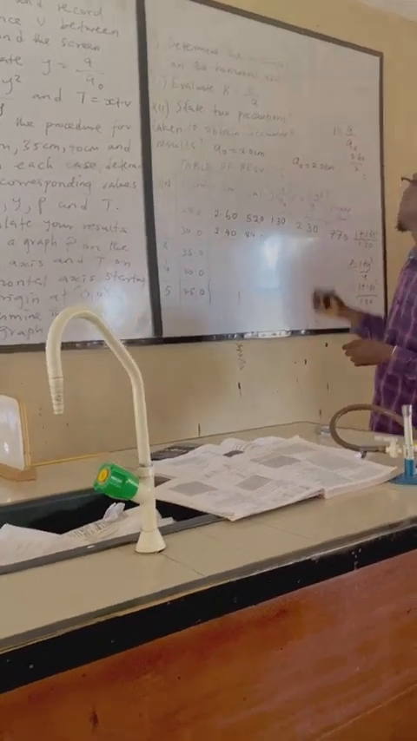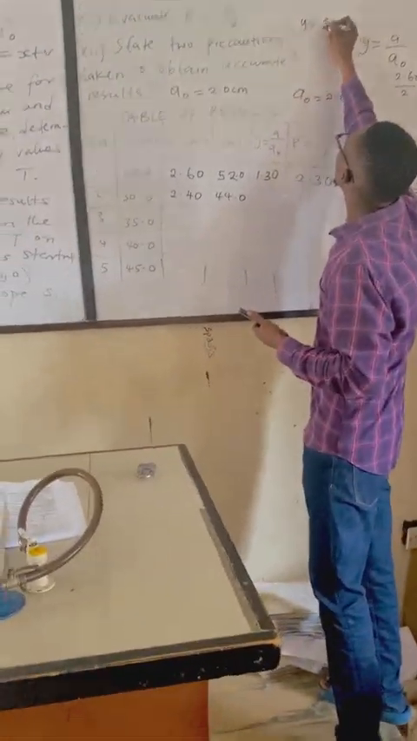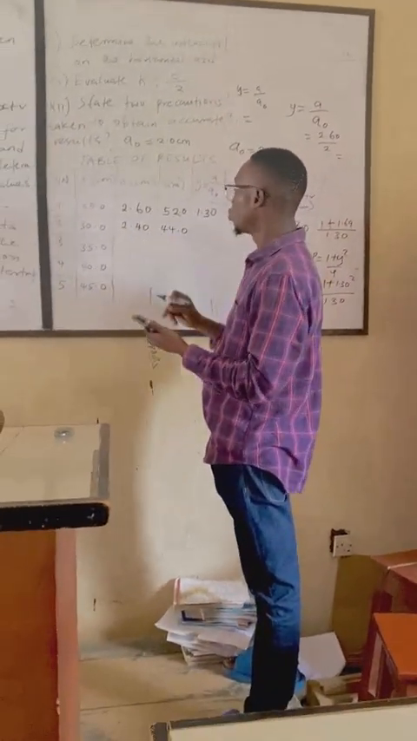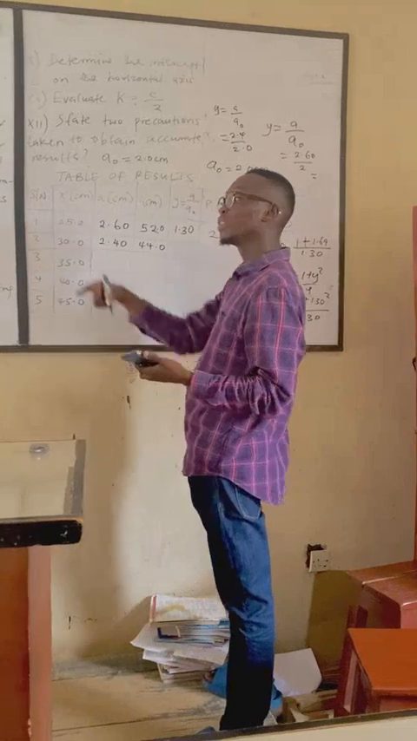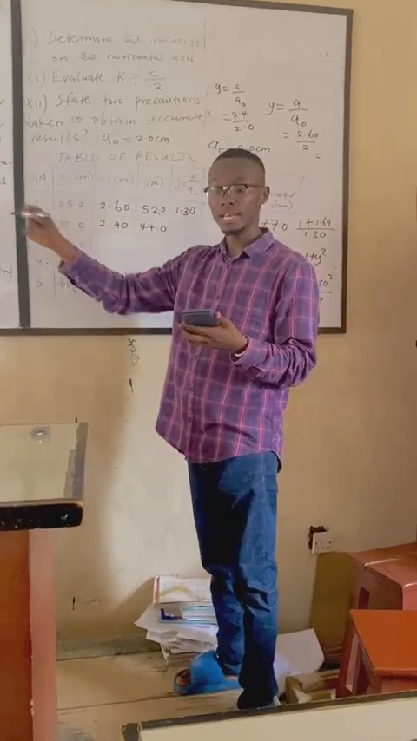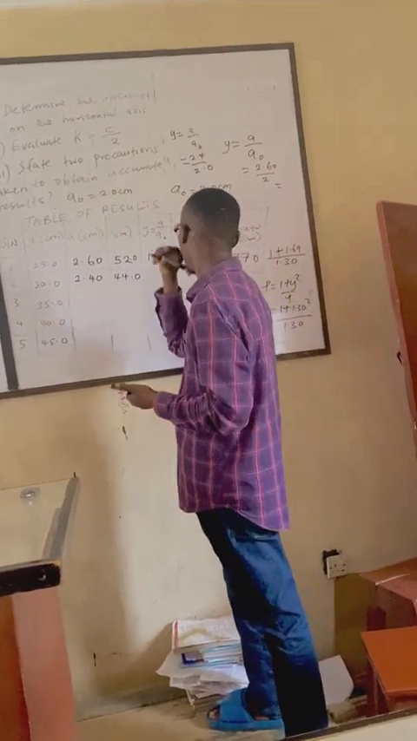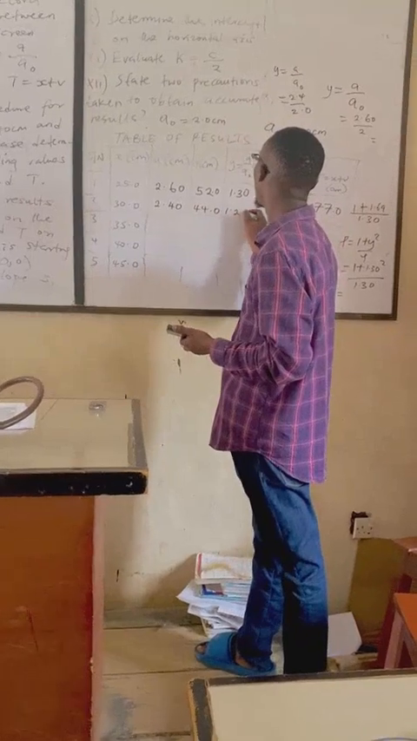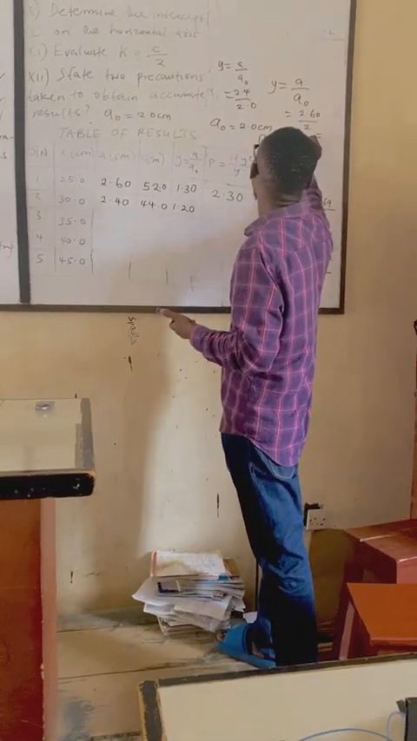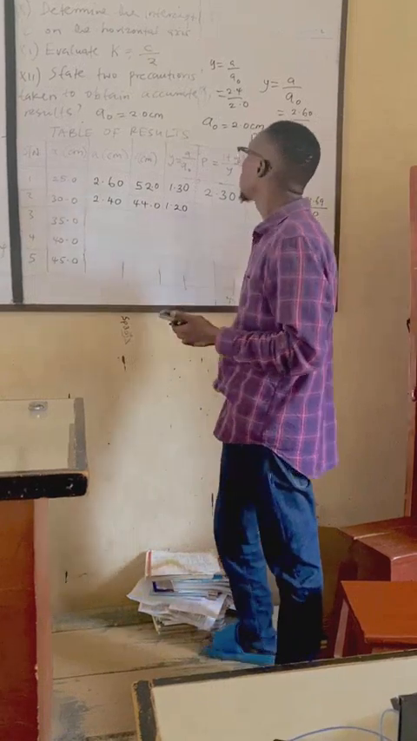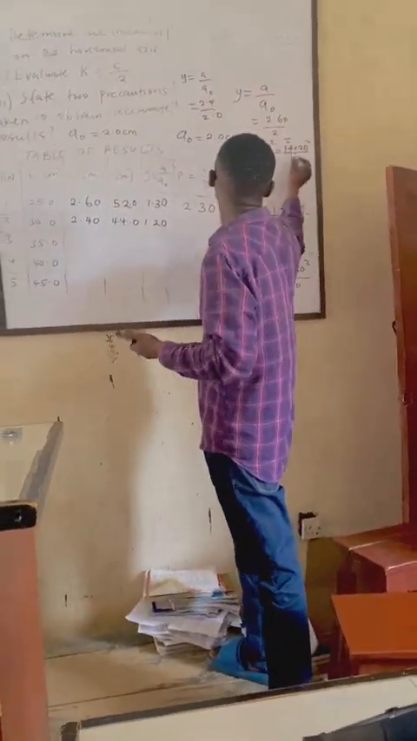The same thing, that is what you are going to do to evaluate our y. Our y is A over A0. So I'm going to have 2.4 divided by 2. Please take note that our A0 is 2, which is the initial diameter of the illuminated object. So we'll have 1.20. So what I'm going to record here is 1.20, and I'll still evaluate my p. P is equal to 1 plus y squared over y, which is 1 plus 1.20 squared over 1.20.